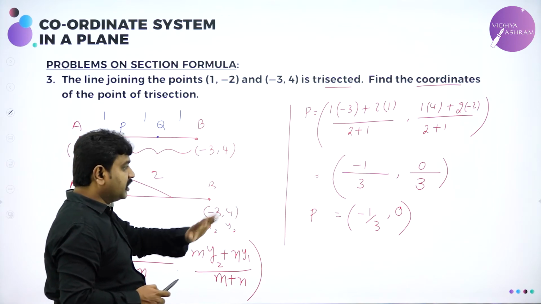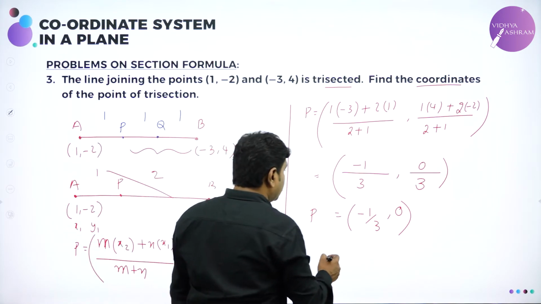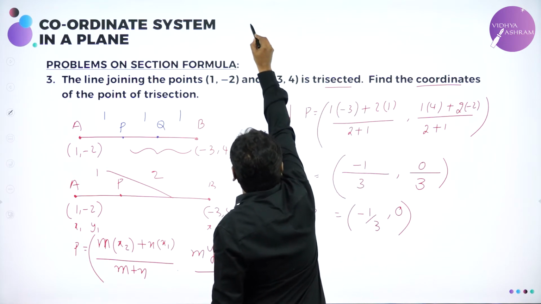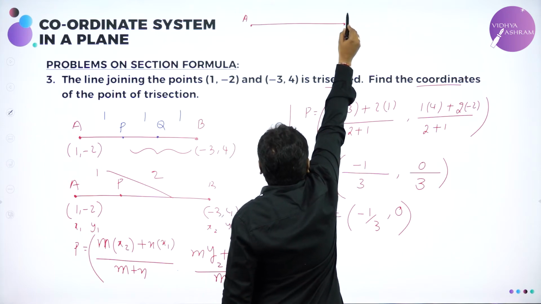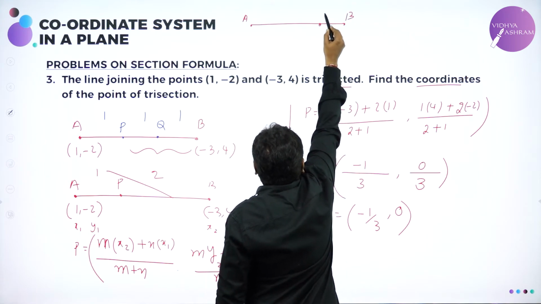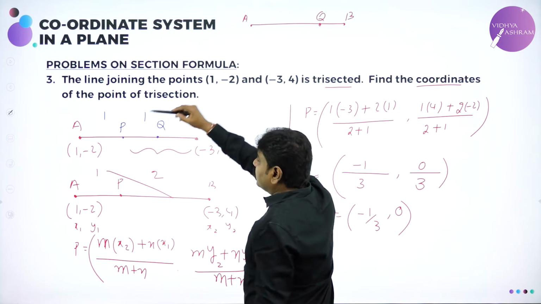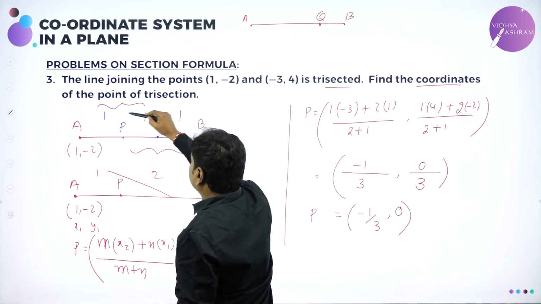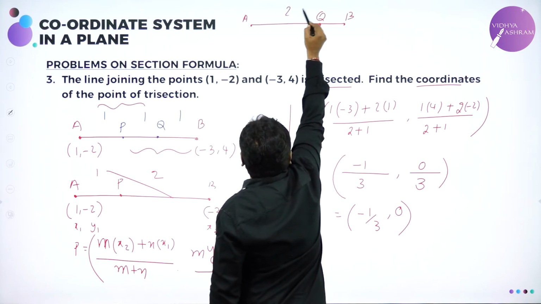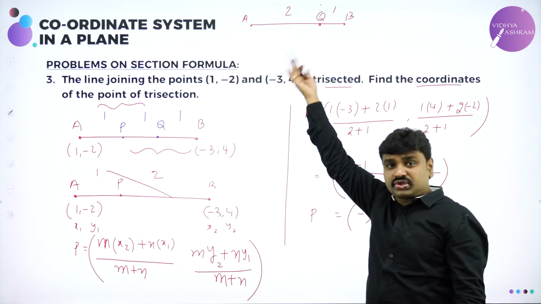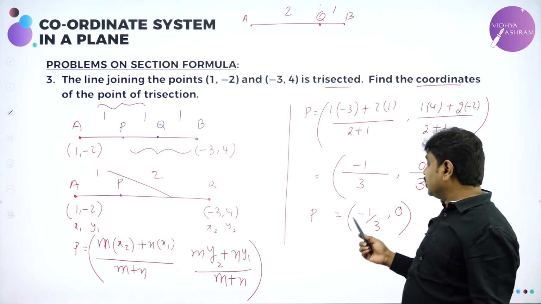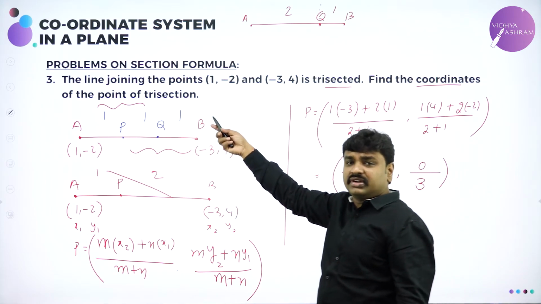So now I got P, now I will go for Q. Again I will take the same AB. A is one point, B is the other point, now I am finding Q. Here you can see two parts are there, A to Q is 2 and here it is 1, so 2 is to 1. Q divides AB in the ratio 2 is to 1. One point of trisection divides in 1 is to 2, the other one divides in 2 is to 1.